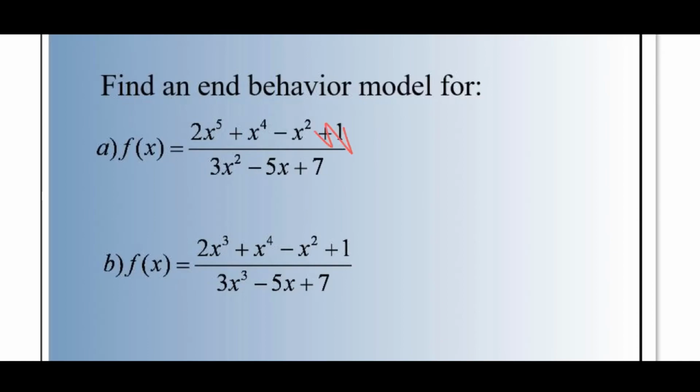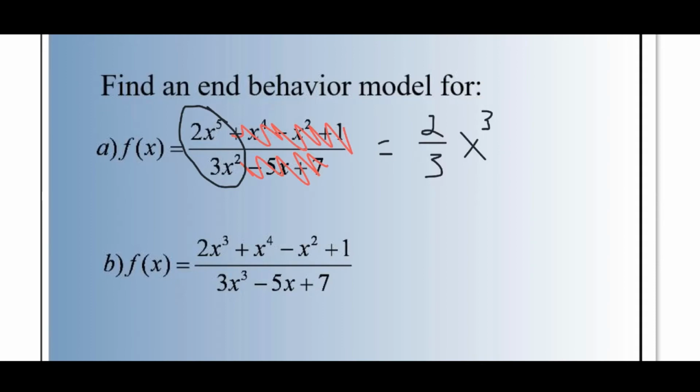I don't need to worry about that part here or this part here. I'm just concerned with the first terms of the numerator and denominator to come up with an end behavior model. So if we take the numerator and denominator and reduce it as far as I can, do you see that it becomes 2/3 x cubed? Think about that, 2/3 x cubed. Because 2/3 you can see, but then x to the 5th over x squared reduces to x cubed.